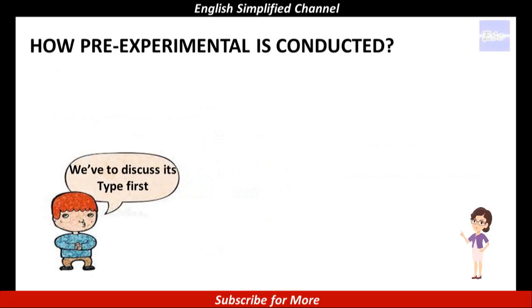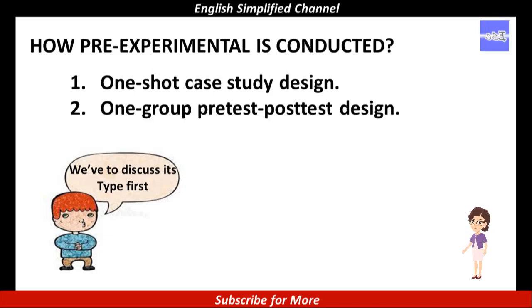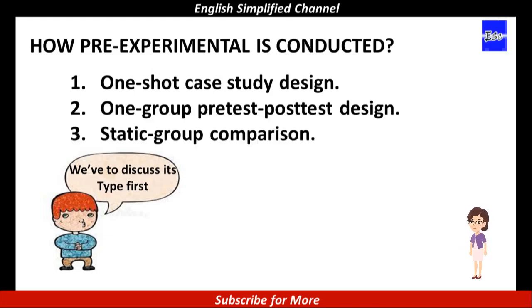How is pre-experimental research conducted? In order to answer this question, as there are three types of pre-experimental, we have to discuss them one by one. Well, the three types of pre-experimental are: 1. One-shot case study design. 2. One-group pretest-post-test design. 3. Static group comparison. Now let's see one by one.